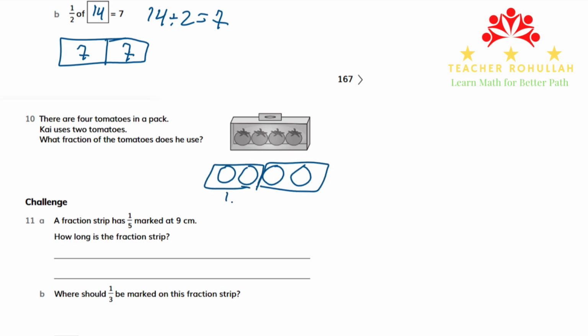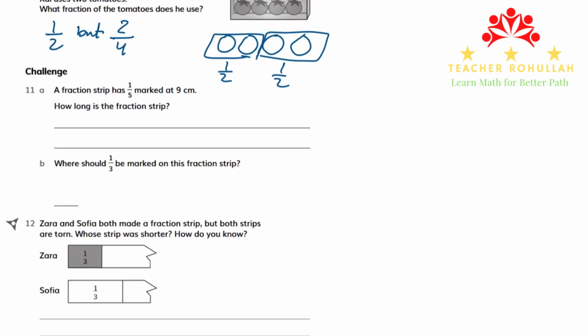Each group is showing 1/2. We can write that 1/2 of the tomatoes are used. But if we make the fraction based on the whole number of tomatoes, we can write 2/4 of the tomatoes are used. So question 10 is also solved. Let's scroll down to move to question 11.